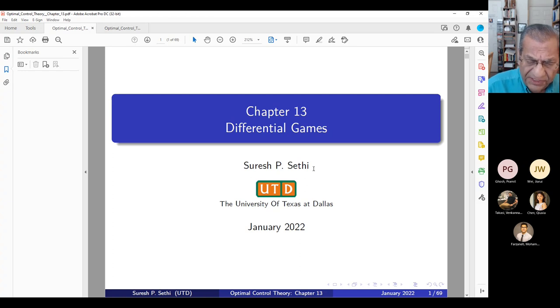So chapters 12 and 13 extend the book into two different directions. One, you go into stochastic problems, which is chapter 12. And chapter 13 extends to games where there's more than one player, more than one decision maker. And when in continuous time, such games are called differential games. They are dynamic games, but they are not discrete time, they're continuous time games.